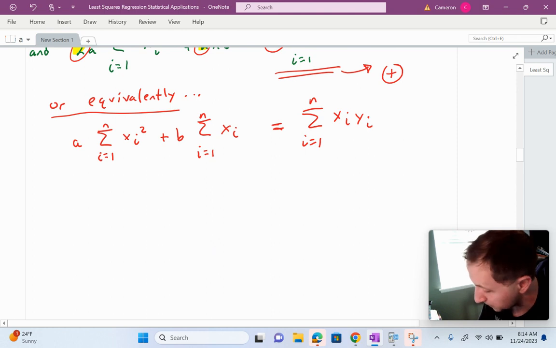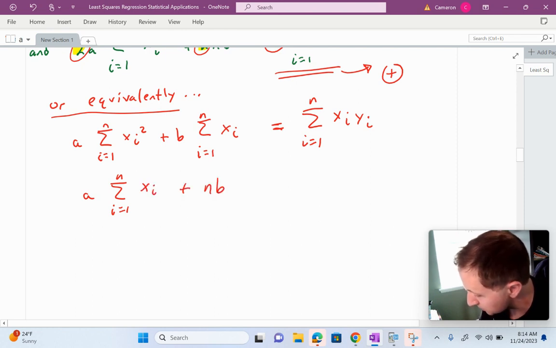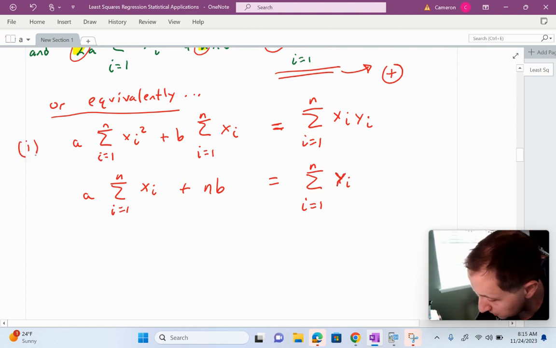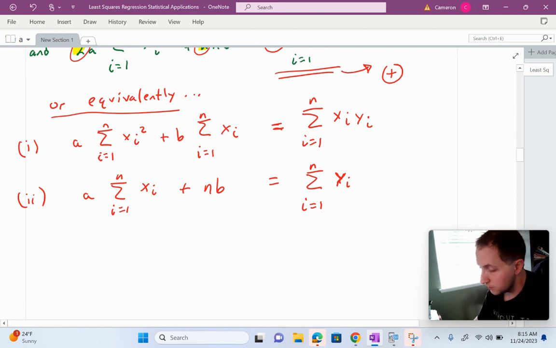So in the second one, I would end up getting a times sum i equals 1 to n x sub i plus nb, since we divided out the 2, equals, adding over that term, sum from i equals 1 to n of y sub i. Okay, so maybe if you want, call this equation 1, call this equation 2. So we have to find a and b that basically solve this system. Now you could do this by substitution or elimination. I've lined it up pretty nicely for elimination. I've got my a's in line, I've got my b's in line, and I've got my constants in line. And so I could eliminate either variable.